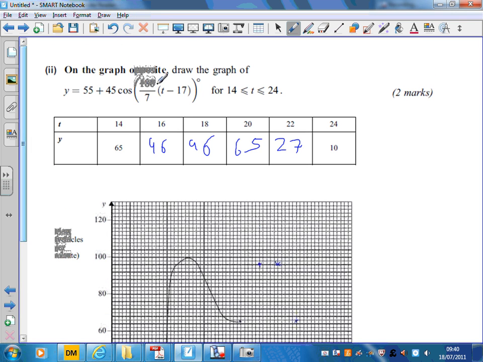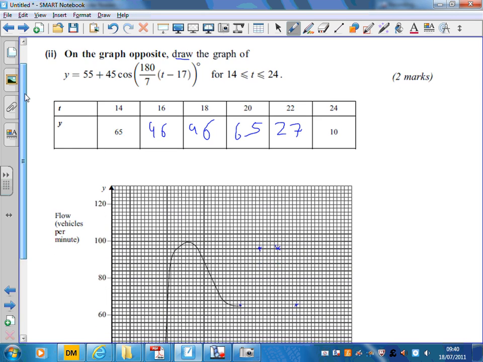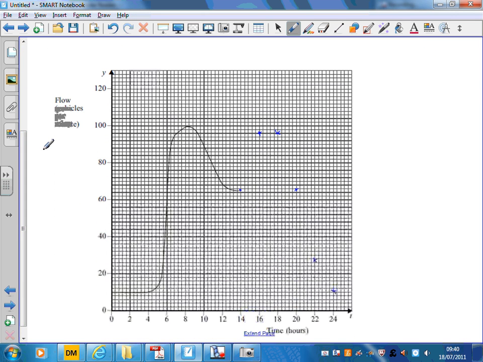Then it says we've got to draw the graph, which means more than just plot the points. We need to join them up as well. So what we want to do is get a nice smooth curve. And ideally I'd quite like it to match up with what's on the left-hand side. So let's see if we can have a go at that.